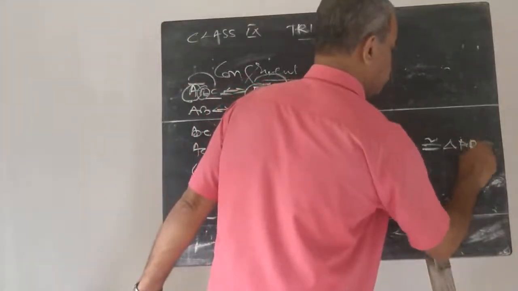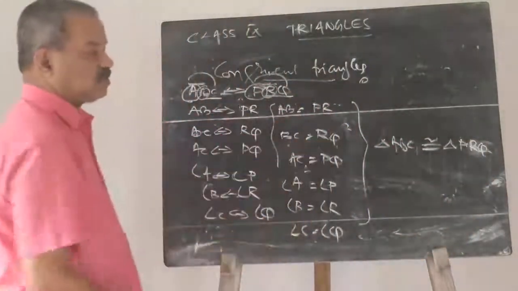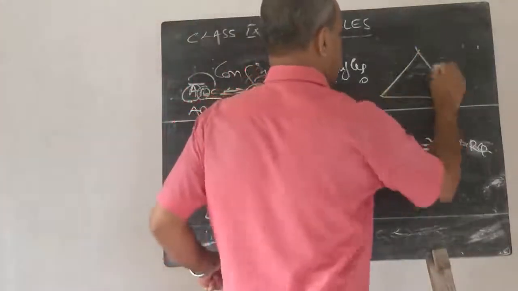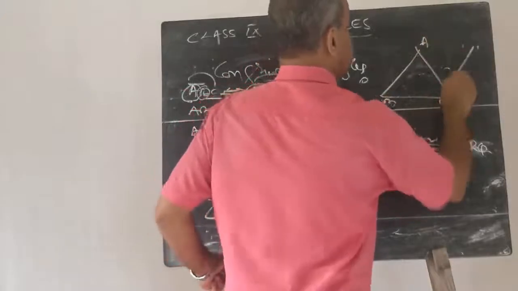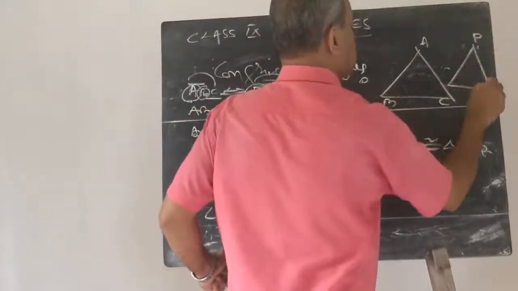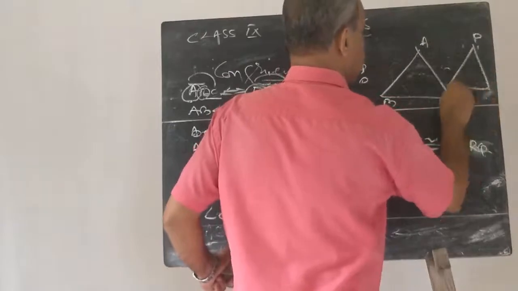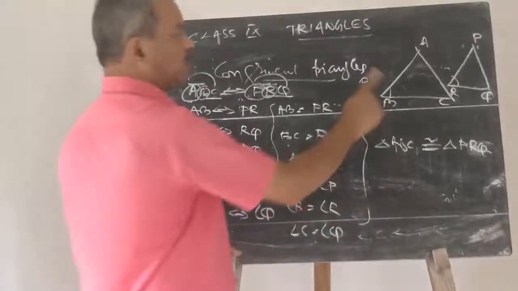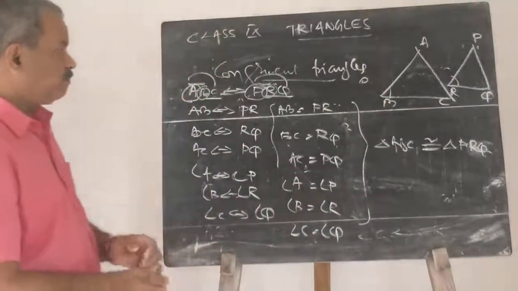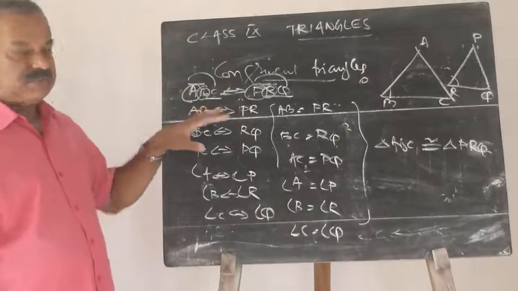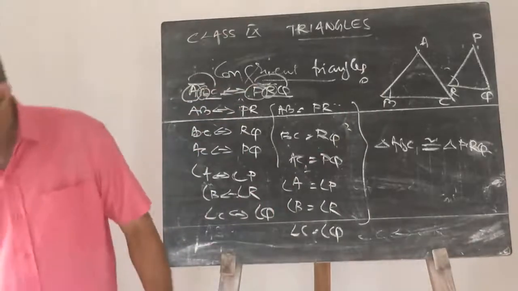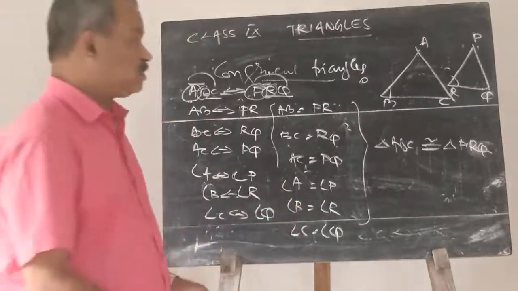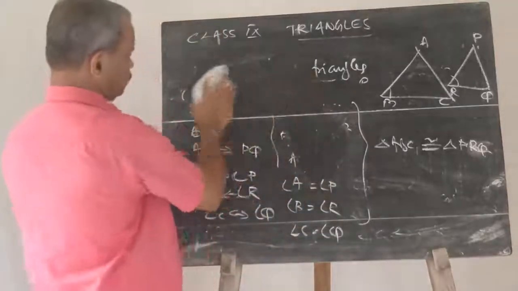If this correspondence is a congruence, then we can say that triangle ABC is congruent to triangle PRQ. Angle B and angle R are equal, not angle Q. So we can describe the congruency of two triangles in this manner, where all the six correspondences are equal. Such a correspondence is a congruency.